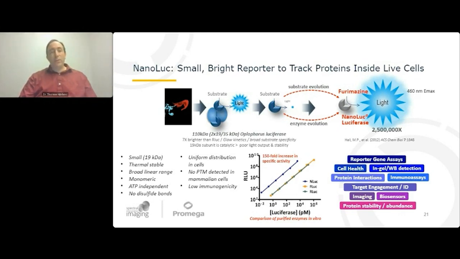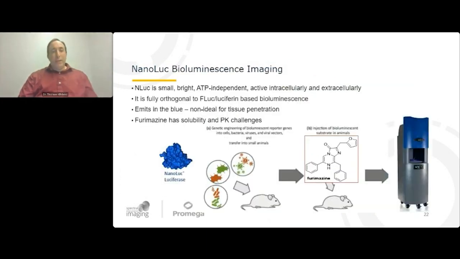And this system was developed and is quite effective as a biochemical bioluminescent system and a live cell system. However, being interested in also applying this system to BLI in mice particularly, there were some challenges here. So although NanoLuc has the exciting properties that I mentioned, it is a blue-emitting luciferase. As Andrew showed earlier, blue is not the ideal color for tissue penetration. So it would be better for detecting photons if they were redder in the spectrum.